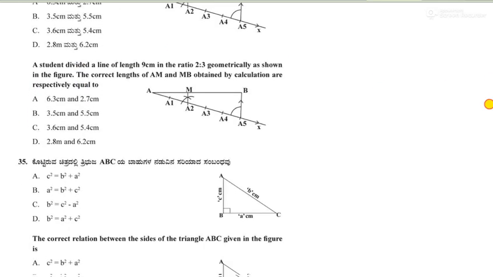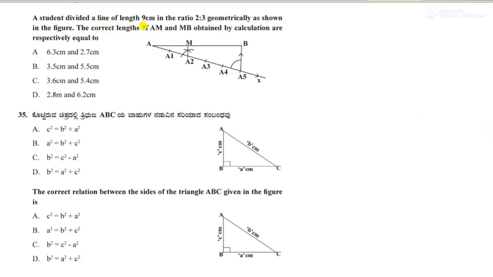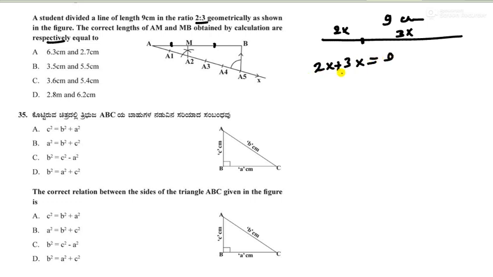Next question number 34. A student divided a line of length 9 centimeter in the ratio of 2:3, geometrically as shown in the figure. The correct lengths of AM and MB obtained after calculations are how much? So we'll assume this has 2x, and this has 3x. When we add 2x plus 3x, it should be equal to 9. So 5x is equal to 9. So x is 9 by 5.